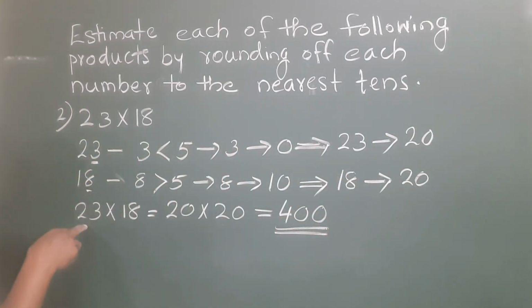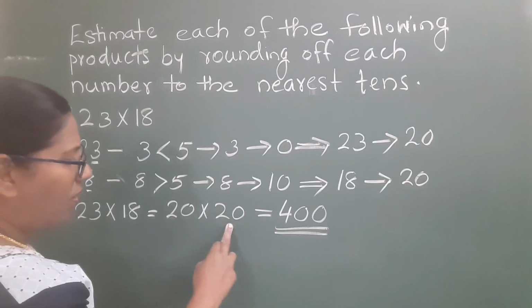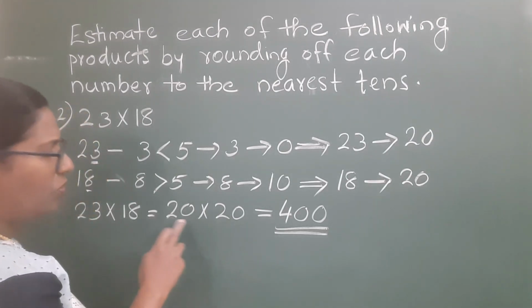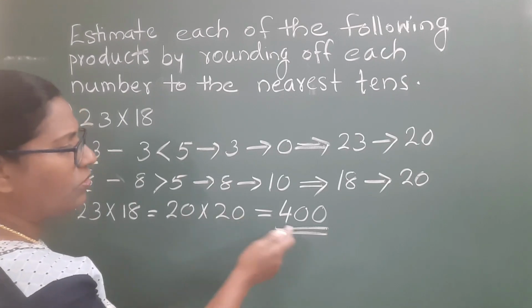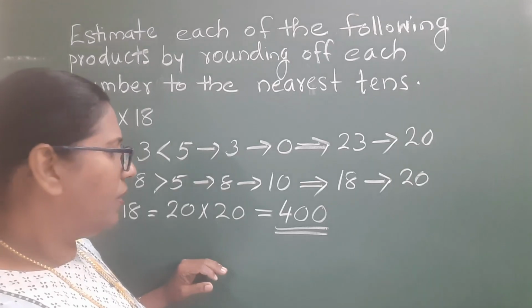So now we have to do the multiplication 23 into 18. After rounding off, what we got, that we have to multiply. So 2 2s are 4 and then we put both the zeros after 4. So we got the answer 400.